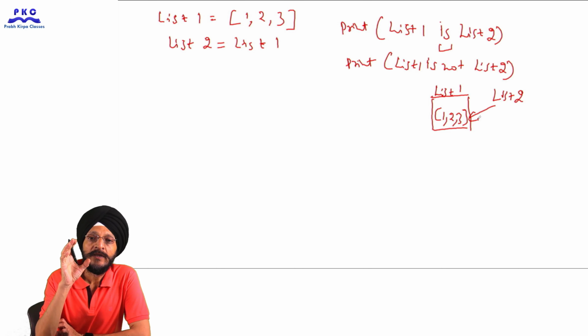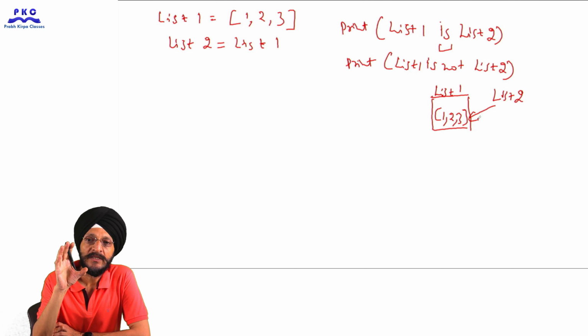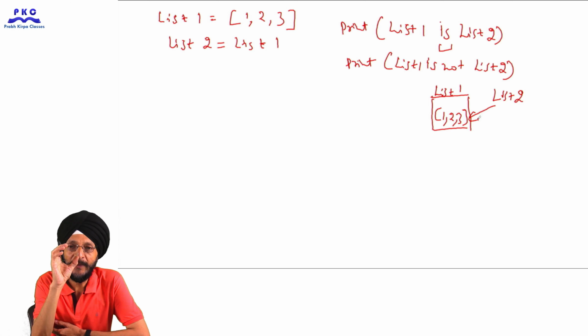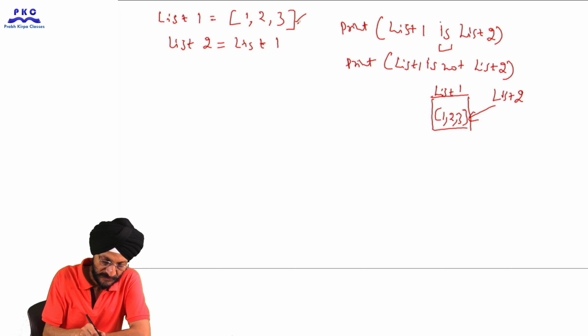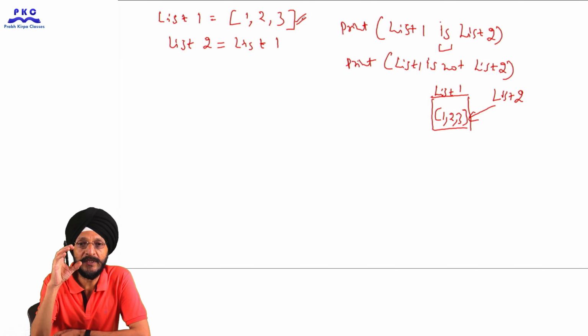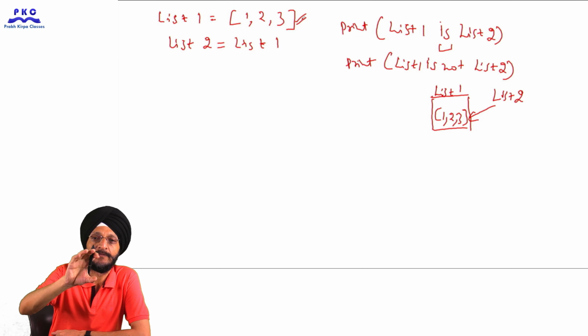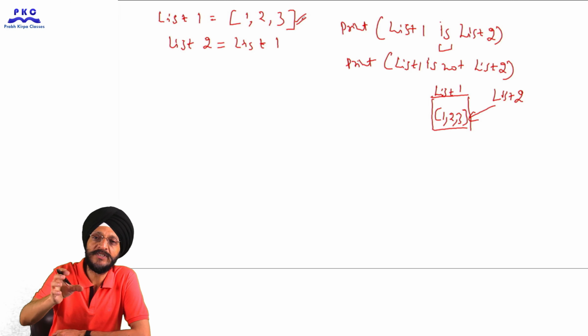So another list has not been created. That is, the memory location of both the objects, or in other words, the memory location of both the variables, list 1 and list 2, will be the same. Memory location will be the same.